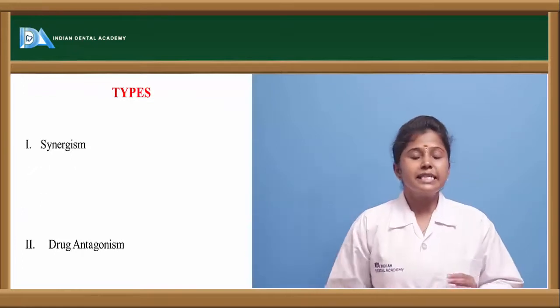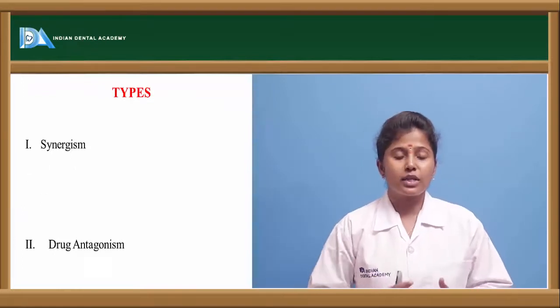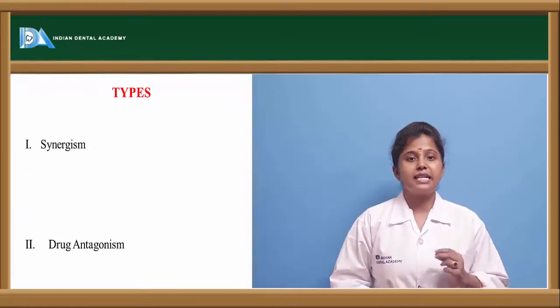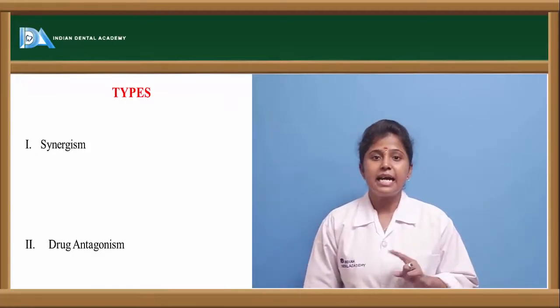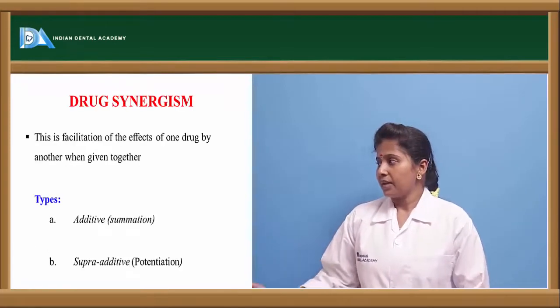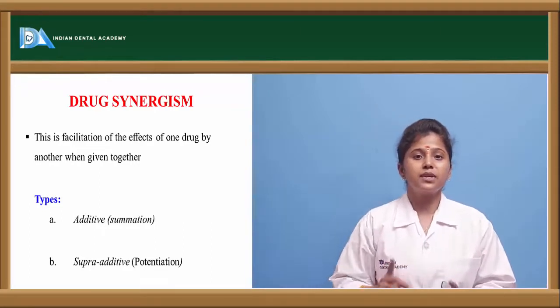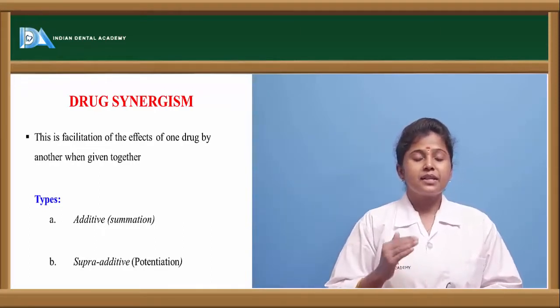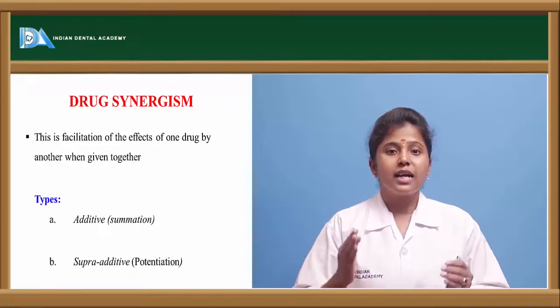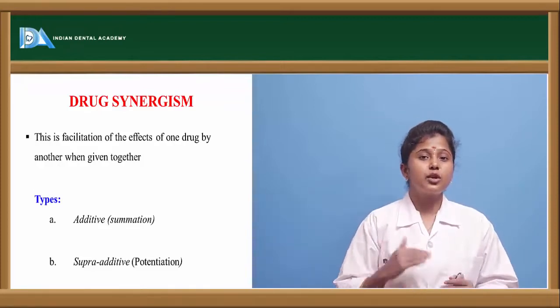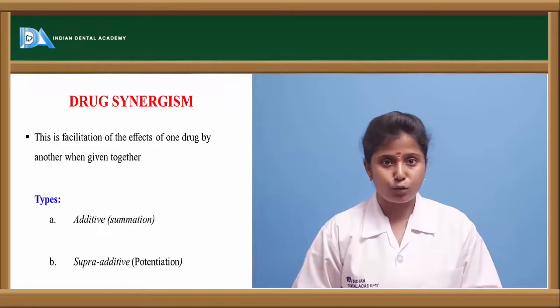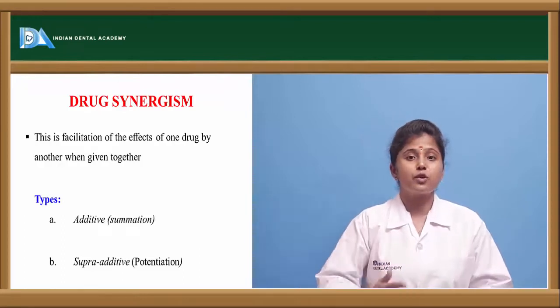And if we look at the types of these combined effects, we can see synergism and the other one is antagonism. So what is drug synergism? Drug synergism is nothing but 1 plus 1 is equal to 3. That is, if we are combining two drugs, instead of showing 100%, they are showing more than the effect they have to show, or more than the net result.